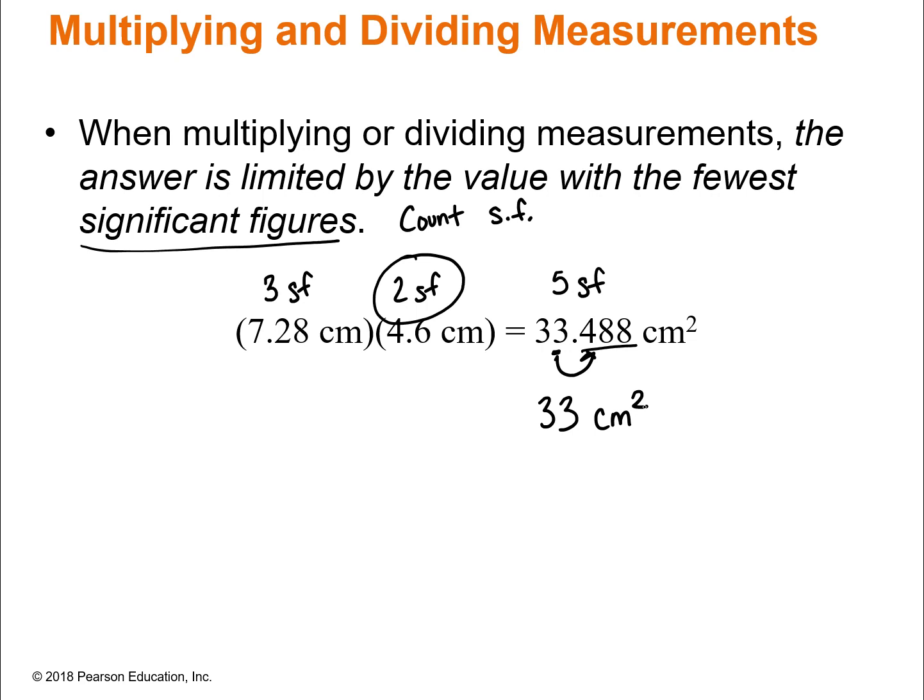So that is how you do multiplying or dividing. Also keep in mind, when you're multiplying and dividing measurements, you're also multiplying and dividing their units. So centimeters times centimeters is centimeters squared. The way that you can remember this is if you have 2 times 2, that's equal to 2 squared, right? Well, centimeters times centimeters is centimeters squared.